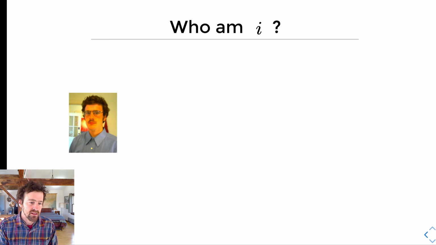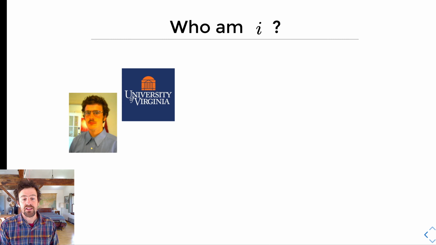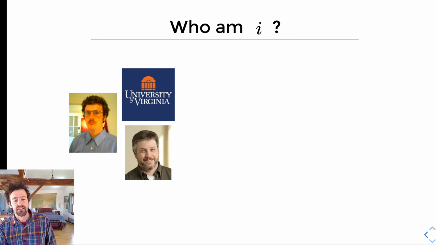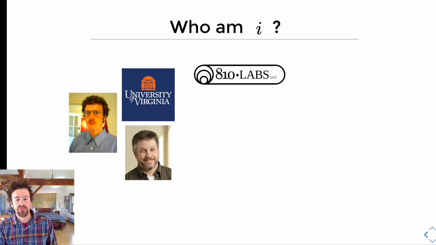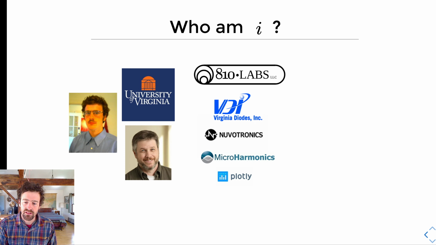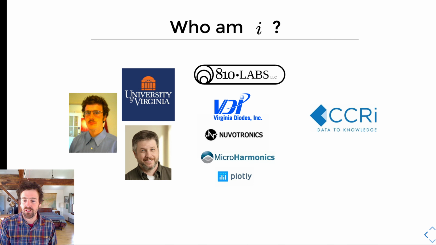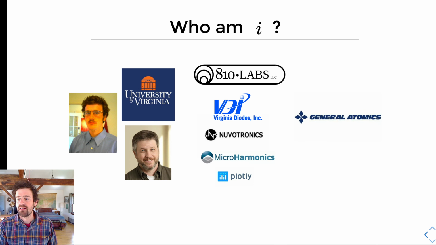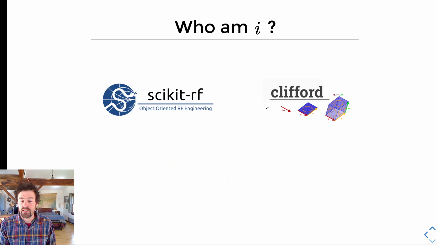All right, who am I? My name is Alex Arsenovic. I studied at the University of Virginia. Did a PhD under Bobby Weichel studying microwaves. Then I started A10 Labs, a consulting company. Consulted for a few different companies. Worked for these guys. And during that time, I developed a couple open source modules. One was a module for radio frequency engineering, scikit-rf, and another one was Clifford.